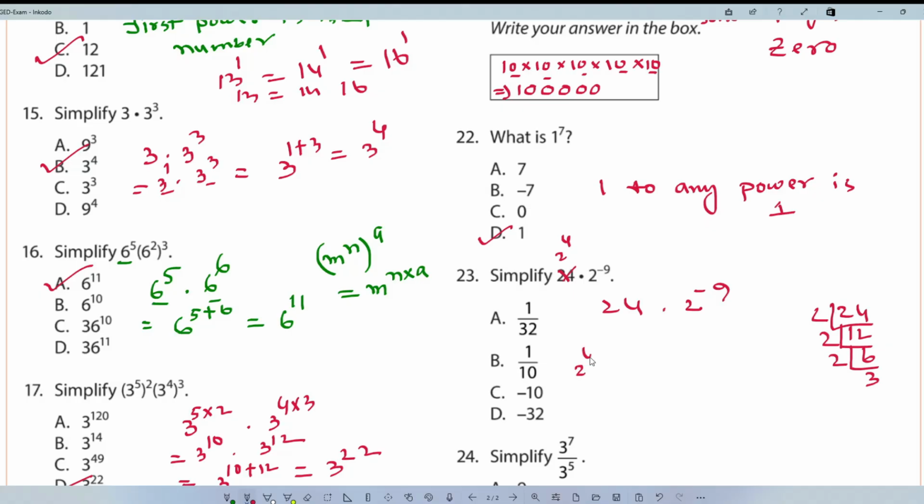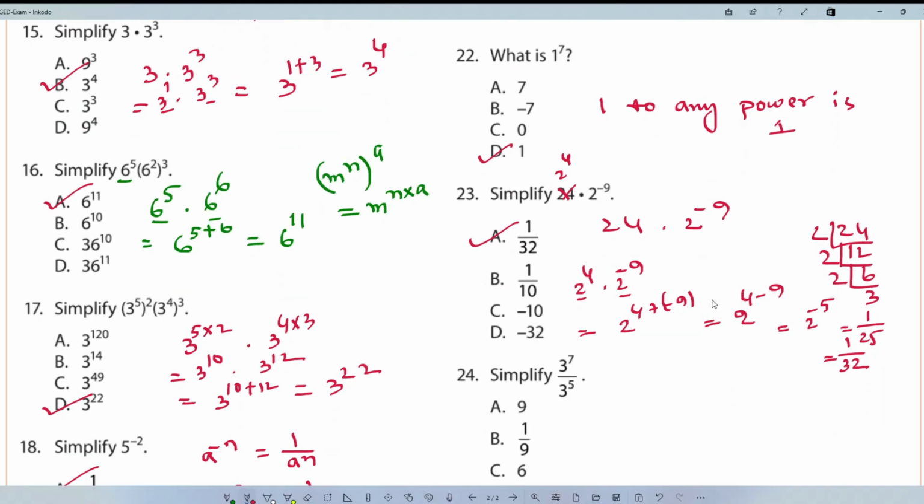So look, 2 to the power 4 into 2 to the power minus 9. Here the bases are the same, so the powers will be added for multiplication. So 4 plus minus 9, so this one we can write 2 to the power 4 plus minus 9, and here is 2 to the power minus 5. It means 1 by 2 to the power 5. So the answer is 1 by 32. So 1 by 32 is our answer. Okay, so this one is not 24, it should be 2 to the power 4. Hope you understand this one.